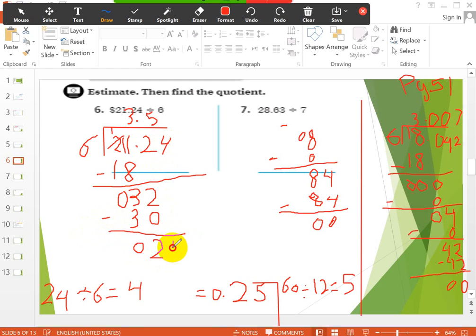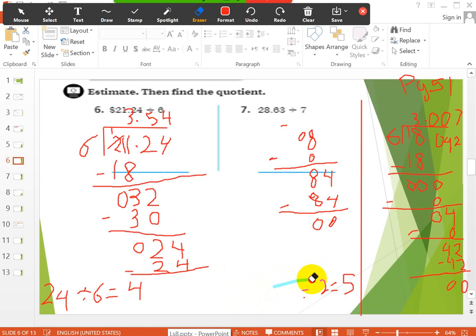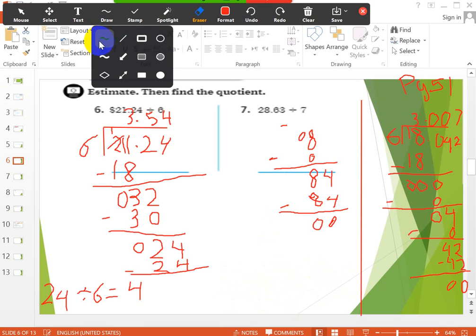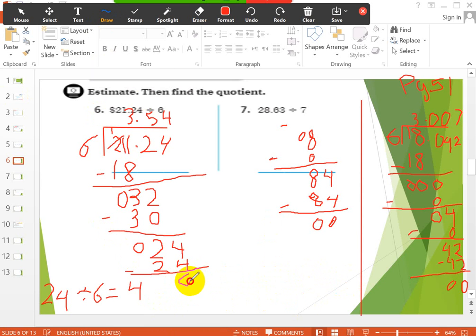Now I will take the 4. 24 divided by 6 equals what? Which number will I multiply with 6 to get 24? It will be 4. Now 4 multiplied by 6 equals 24. So look, the answer is 3.54. Okay, this is the quotient, and it's close to 4, the estimation.